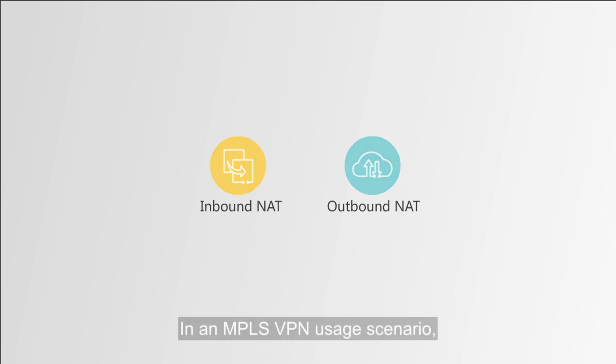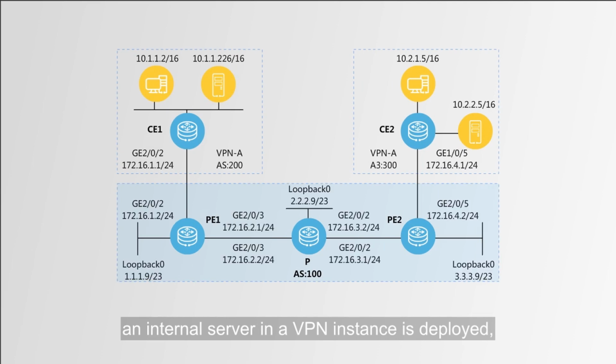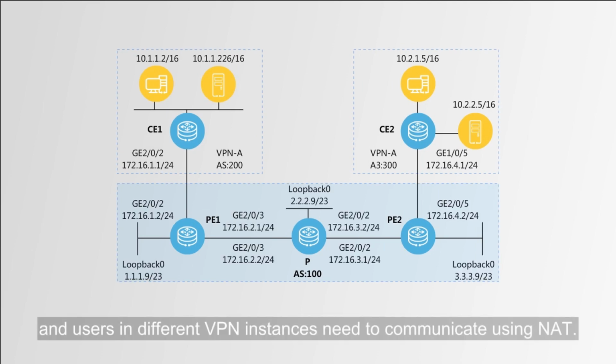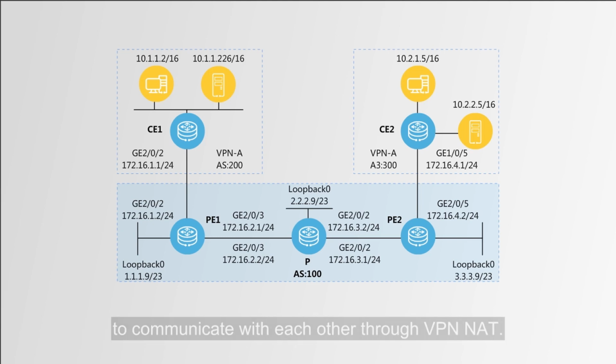In an MPLS VPN usage scenario, an internal server in a VPN instance is deployed, and users in different VPN instances need to communicate using NAT. Next, let's look at the networking requirements for L3 VPN users to communicate with each other through VPN NAT.